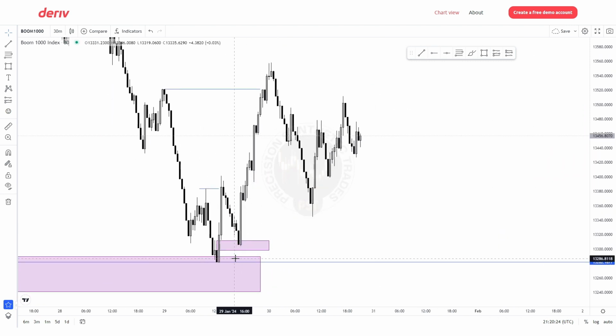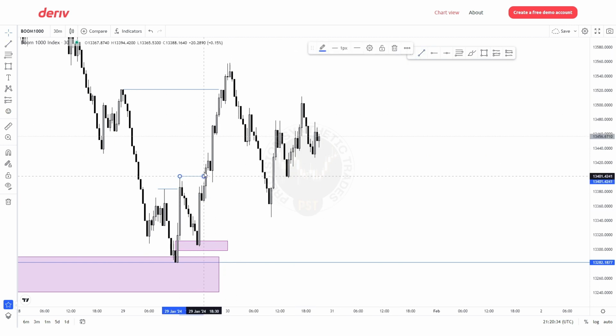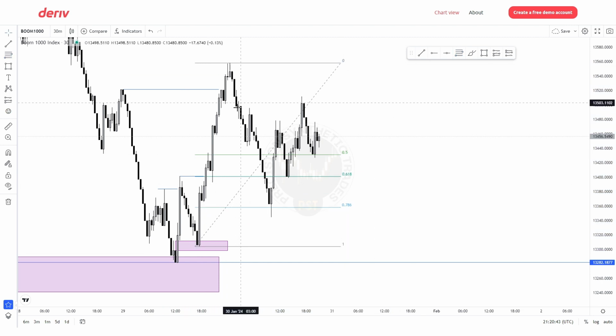So let's say you didn't enter here. You wait for this big impulse move to happen. You wait for it. You need to be patient. Right. Price broke this high as well. Let's quickly draw our fib from this low to this high. So price went up, it came back down. Okay, awesome, came back down.